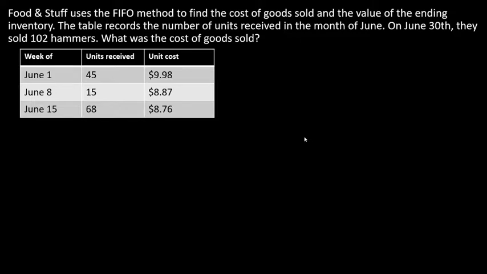Okay, so we're going to move on to the first in, first out method. This is the second of 3 types of inventory valuation that I'm going to demonstrate. What we just did was the average cost method. This is the first in, first out method. FIFO stands for first in, first out. And what that means is that I'm going to sell my first inventory first, or in other words, my older inventory first.